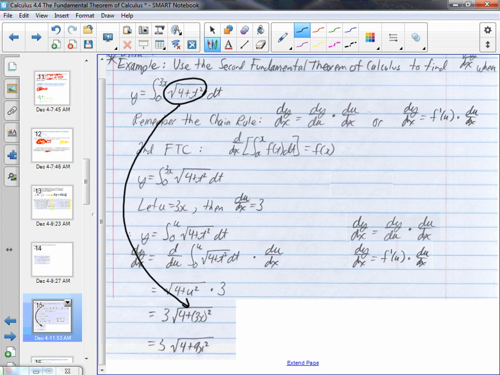But to make it work, you're really just going right back up here at the top. You're replacing t with 3x. And then, but you've got to remember, since this is a chain rule problem, times the derivative of u. Didn't I say that a million times back in the fall when we were learning the chain rule? Times the derivative of u, because it's a chain rule problem.